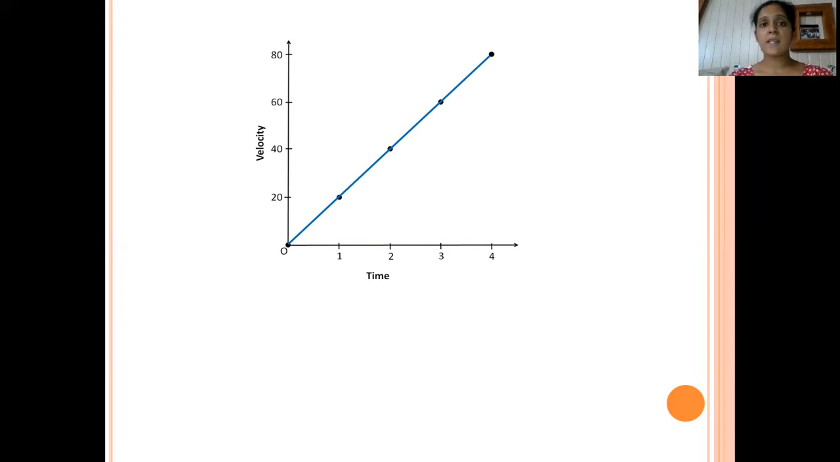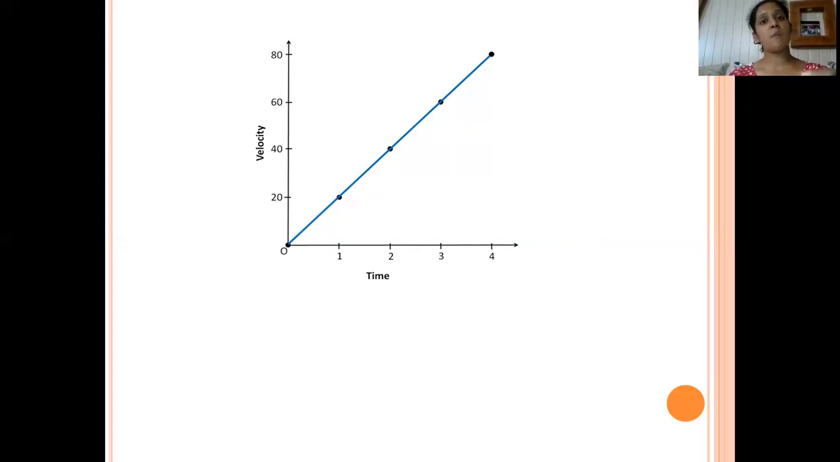So can we say that the velocity is increasing by a value of 20 meter per second in each second? Or I can say that the velocity is increasing at a uniform rate. So this type of a graph that represents a uniform increase in the velocity is known as uniform acceleration. Remember, acceleration is change in velocity.